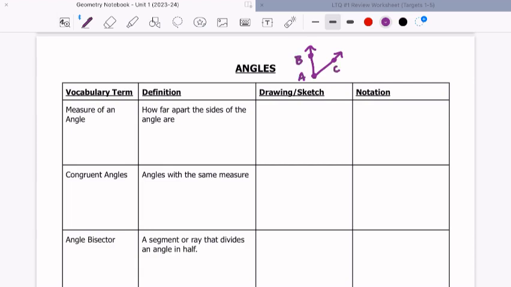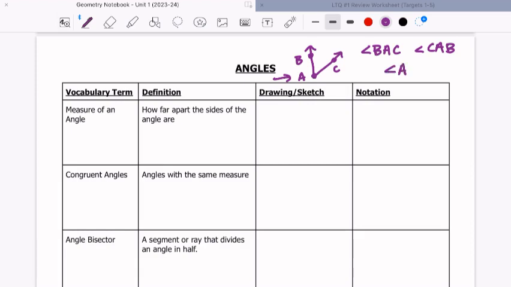So as a reminder, 2 ways that we can name angles. First, we can use 3 letters with the vertex being in the middle. So I could call this angle BAC, or I could also call this angle CAB. It doesn't really matter as long as that vertex A is in the middle. If the angle is all by itself, we can also name it just using the vertex, so angle A.